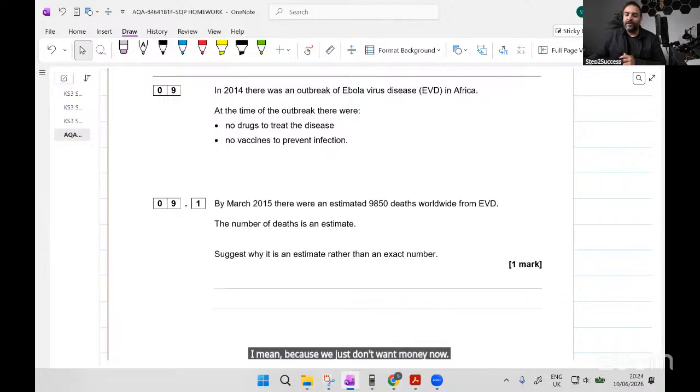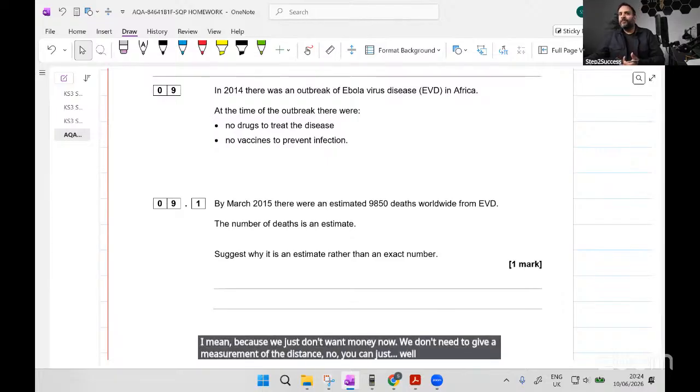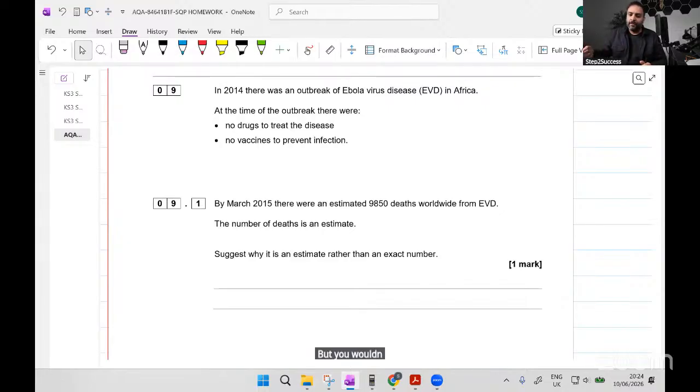We don't need to give a measurement of the distance. No, you don't need to, but you need to be clear that it needs to stay the same. So I would personally say keep it at 30 centimeters from it and just explain that that needs to stay the same. But you wouldn't need to specify the number as long as you make it clear that that should stay the same.